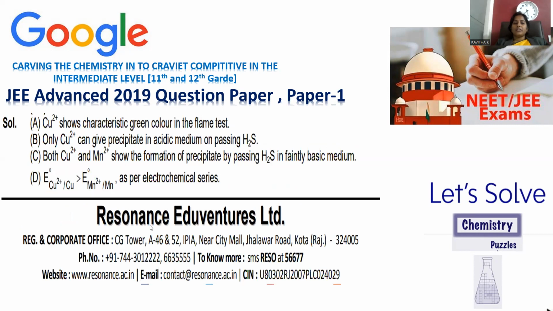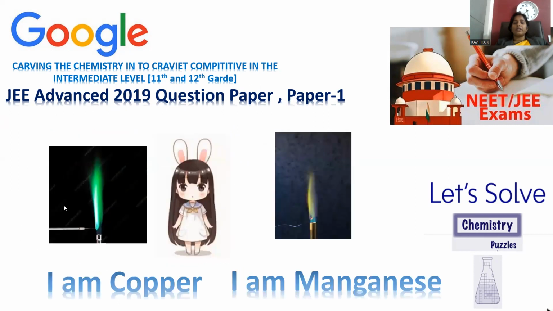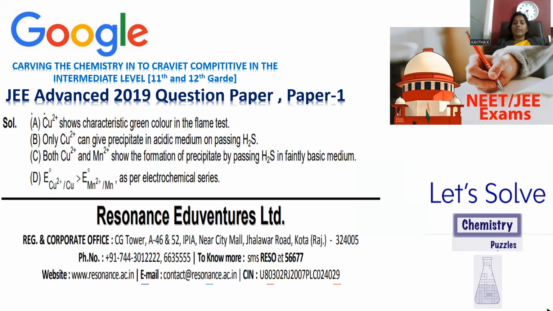Go to the flame test. Before going to the solution part, we have to go for the flame test. Whenever copper is placed on the flame, it burns with a green color flame. Whenever manganese is placed on the Bunsen flame, it shows a golden yellow color flame, right? So this is the way you can distinguish: copper gives a green color, and manganese gives a golden yellow color flame upon flame test.